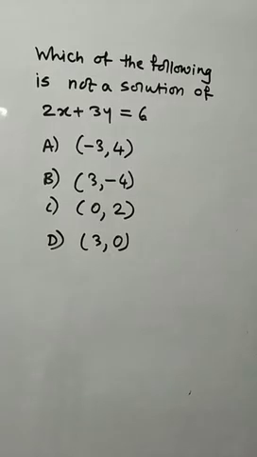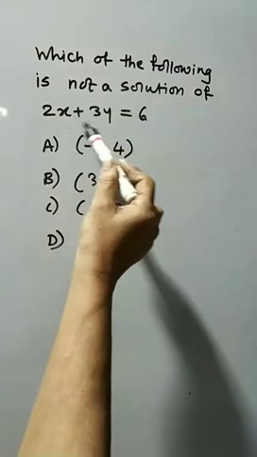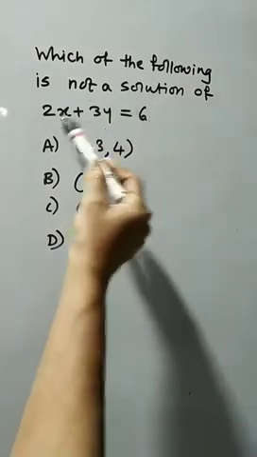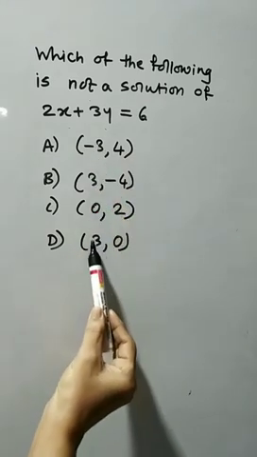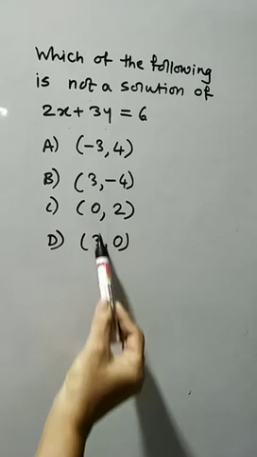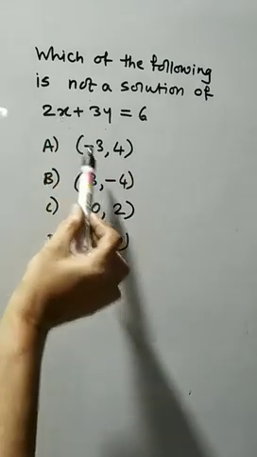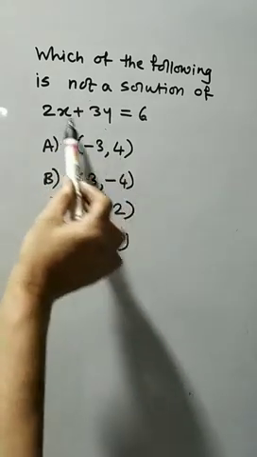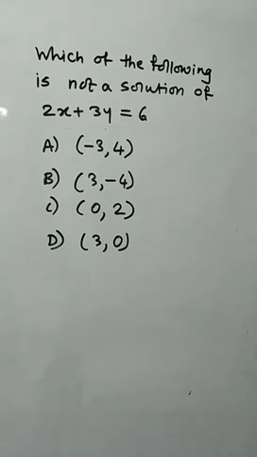Now, a very simple question: which of the following is not a solution of 2x plus 3y is equal to 6? You are given one linear equation, you are given various values. The first number is always representing x and second is representing y. So in place of x, you substitute each and every value and try to see where you are not getting answer as 6. So this is something you can substitute on your own and find out. So this is another MCQ.